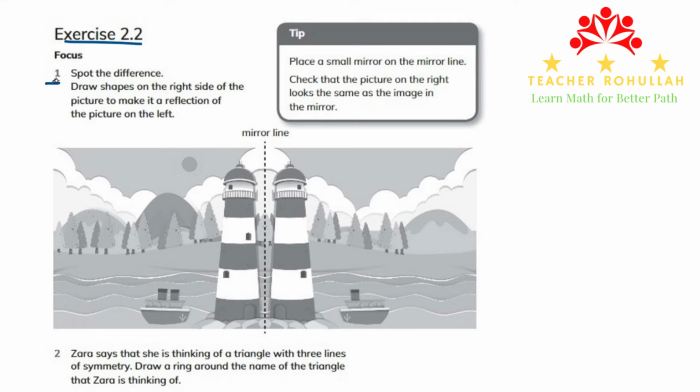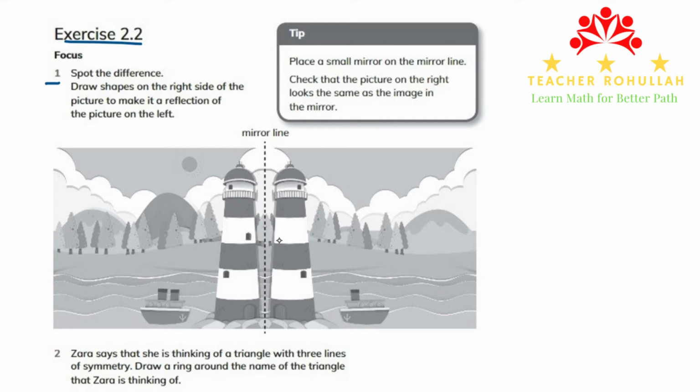In question number 1, it says, spot the difference. We have the picture here and we are asked to spot the difference. Draw shapes on the right side of the picture to make it a reflection of the picture on the left. The picture on the left over here is the complete picture, and on the right we have some missing parts. So to make the right side a reflection of the left side, we have to draw some missing pictures there.